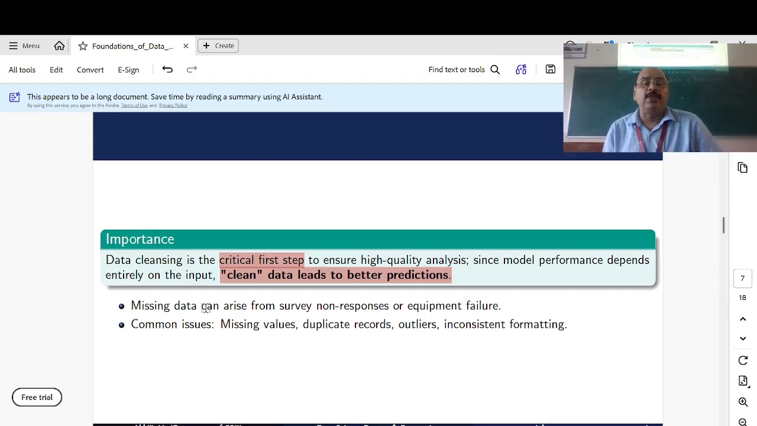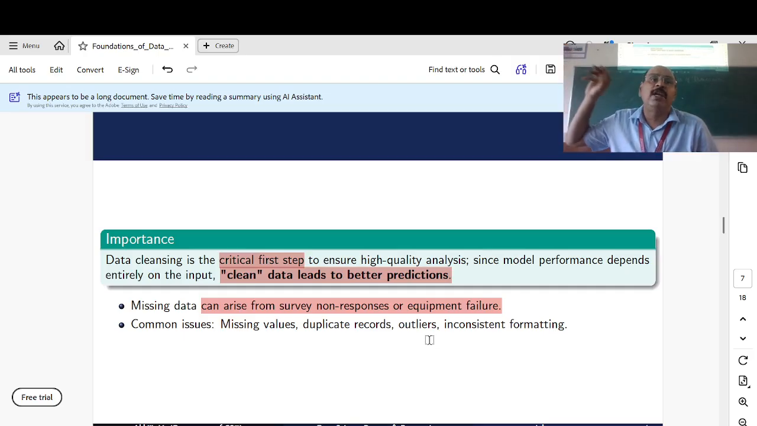Missing data can arise from survey responses or equipment failure and so on. You have an automatic equipment, say a webcam, to detect the number of vehicles passing through this national highway. Suppose you have a power failure for a minute or two. What happens is that the camera gets switched off and the data is missing, so a missing value. That's what is called equipment failure. That is one of the reasons why some data may be missing. Sometimes you may have the same data recorded more than once: duplicate records. Outliers. Inconsistent formatting.